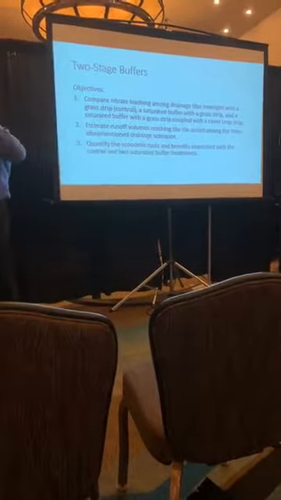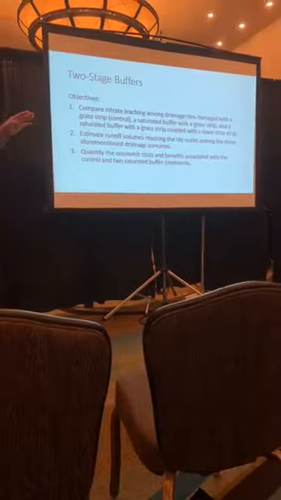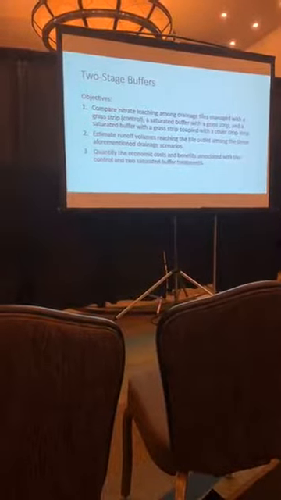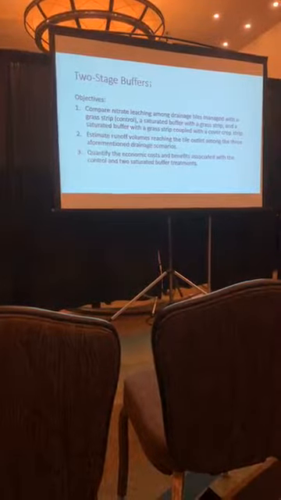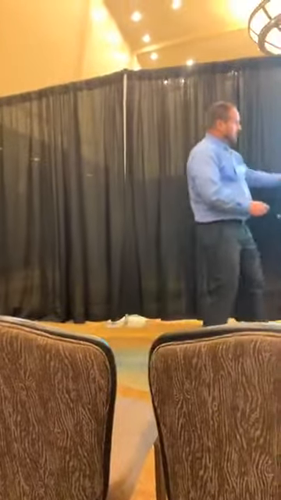The objectives of that study were to compare a standard saturated buffer to the 2-stage saturated buffer, and then we also had a control site where it was just a grass strip, so there was no lateral movement of water. Water would just move through. Then we wanted to estimate runoff volumes reaching those tile outlets after it went through the 2 different stages, and quantify the economic costs and benefits associated with those practices. The first one was in Massac County, on Mr. Burnett's property. This is more Ohio River Valley flatland, so that's the reason it was a pattern tile system down there, and we were looking at this 2-stage system.